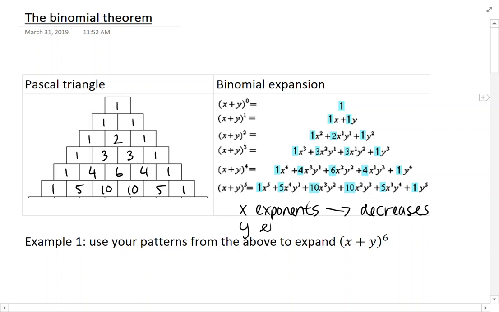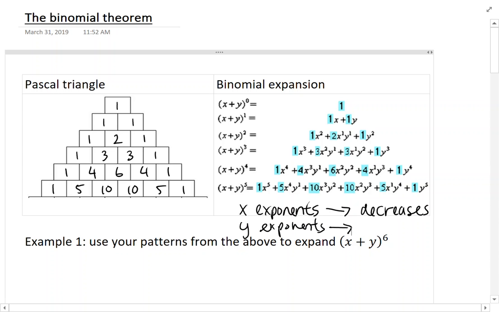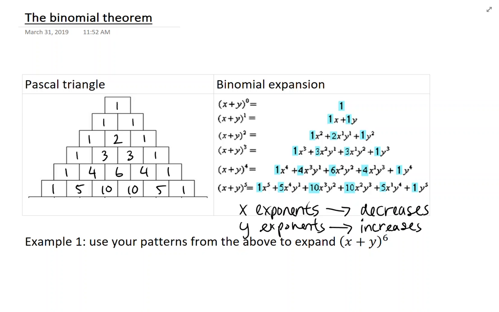And then when you look at the y exponents, as you go from left to right, 0, 1, 2. 0, 1, 2, 3. In this case, it increases. Knowing this pattern, it doesn't increase randomly, right? It increases by 1 and the x exponent decreases by 1.